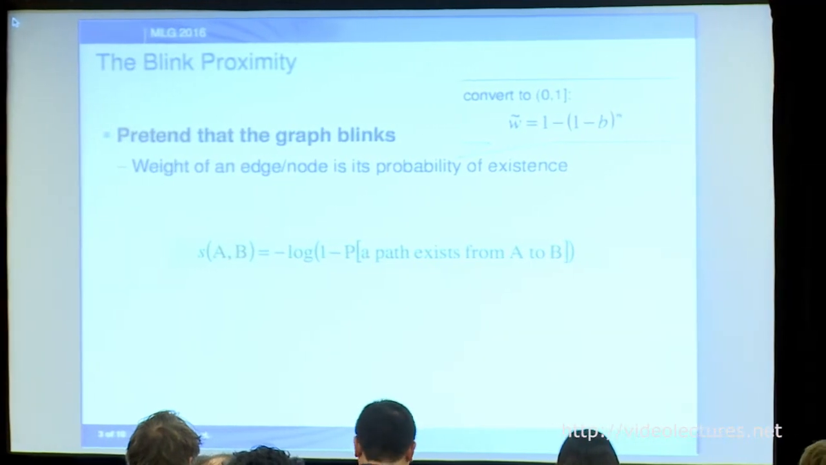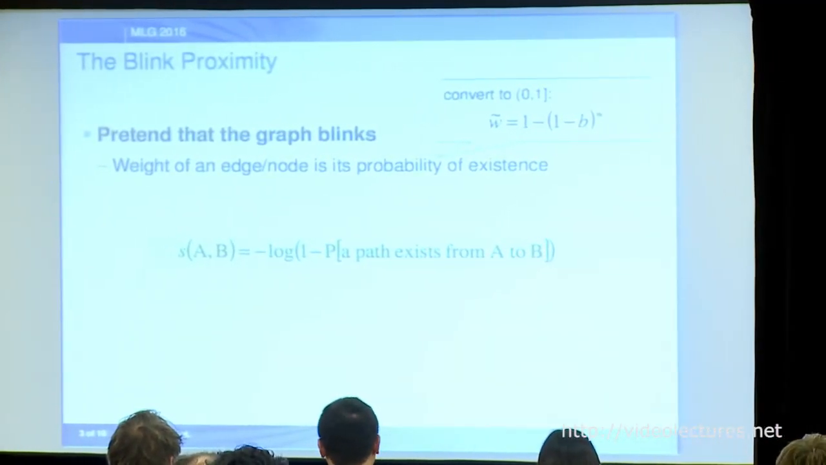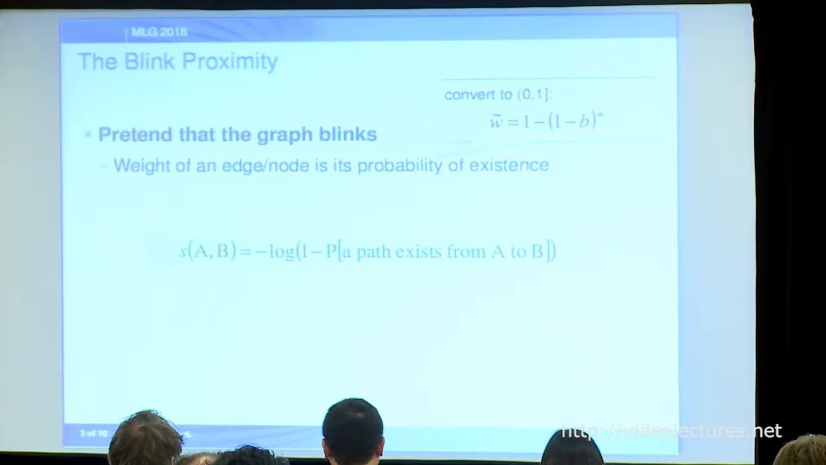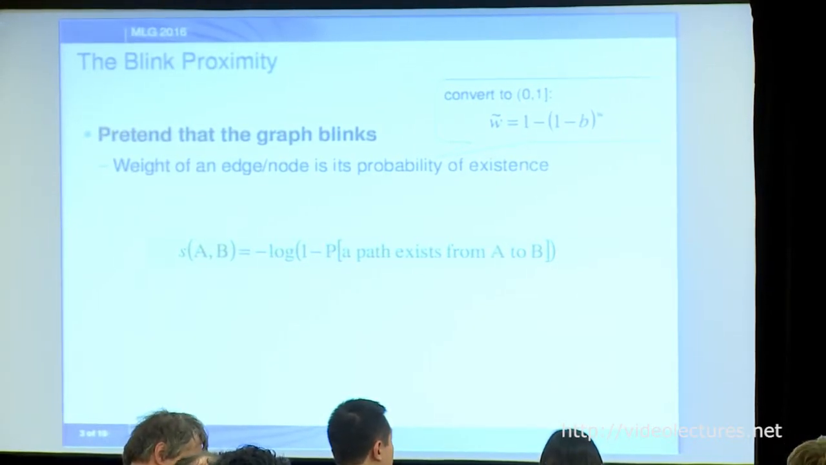So I take the input graph, and I pretend that it blinks. It's a random graph where edges and nodes appear and disappear, and I pretend so even if the input graph represents deterministic relations with no uncertainty. So the probability that an edge exists is its weight. If the graph is unweighted, we use uniform weights. If the weight is not between 0 and 1, here's the transformation.